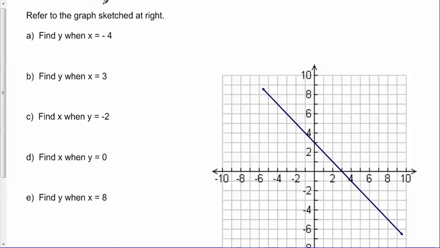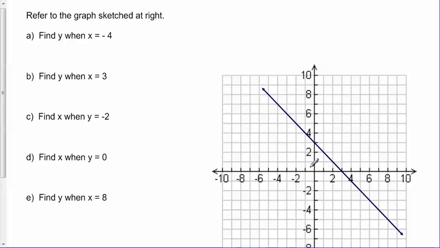Refer to the graph sketched at right. First thing we're going to do is find y when x equals -4. So basically they're giving me a part of the solution, part of the ordered pair, and we need to find the other part. So find y when x is -4.